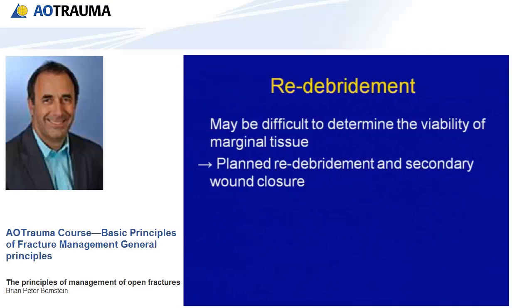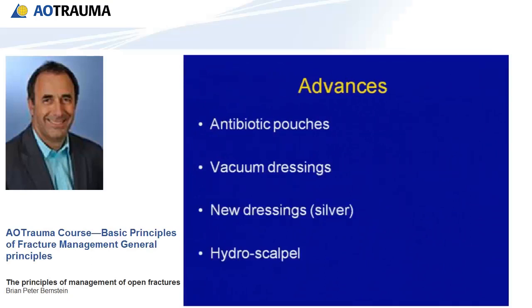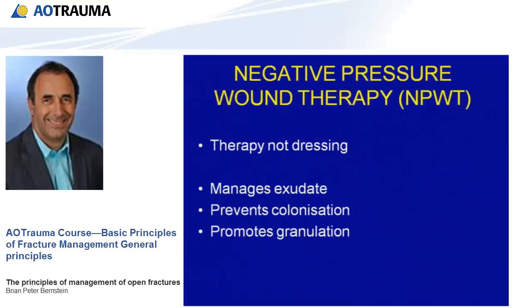There have been some advances which have changed some of these things slightly. The one is our use of antibiotic bead pouches. The second one is the vacuum dressings. The third one is the new silver nanocrystal dressings. And, of course, the hydroscalpel, which some of you may have been exposed to and have experience with. I'd also like to speak to you a little bit about negative pressure wound therapy, the vacuum dressing, because it has changed my management of open wounds and of complicated wounds very positively.